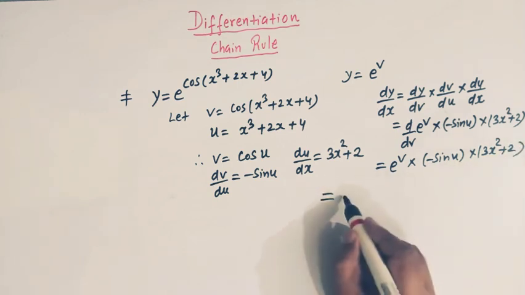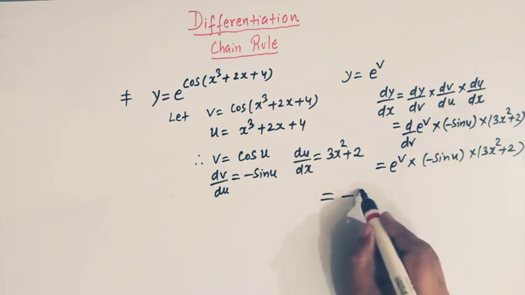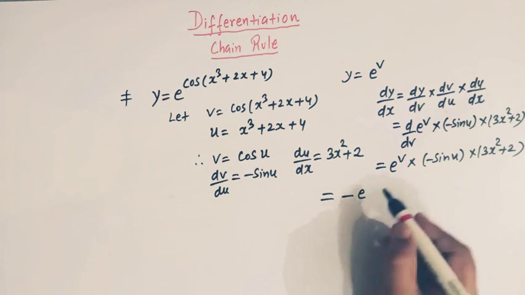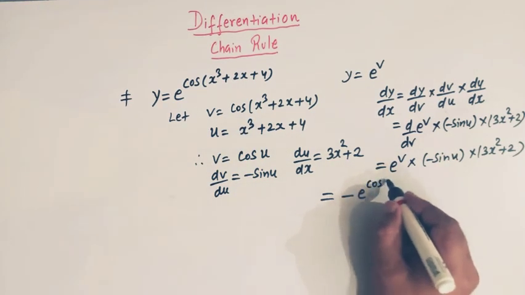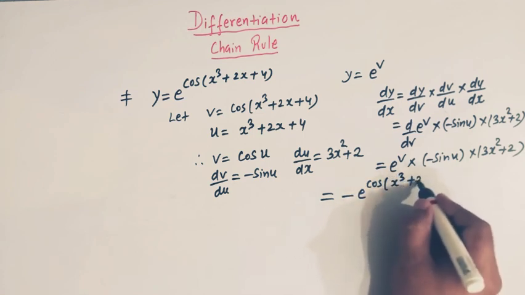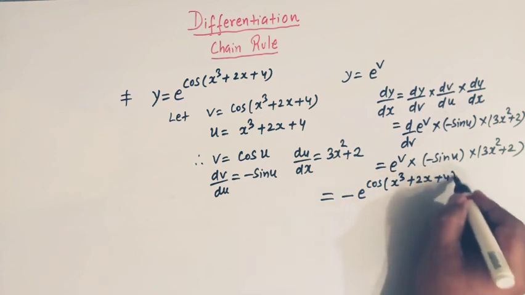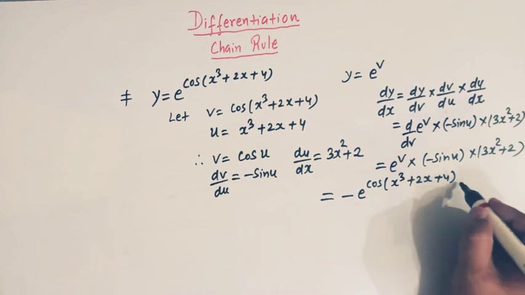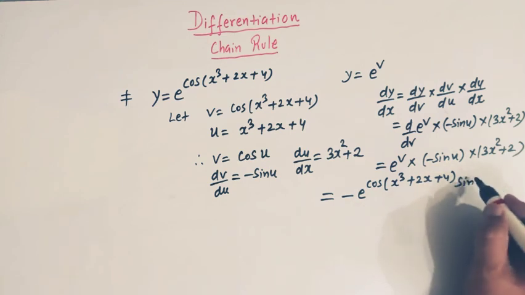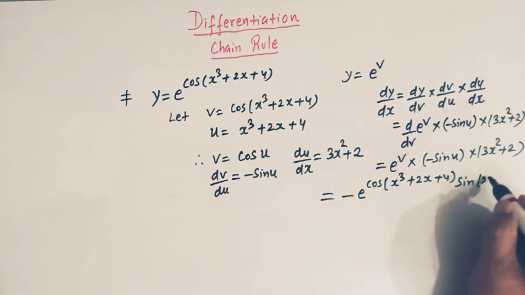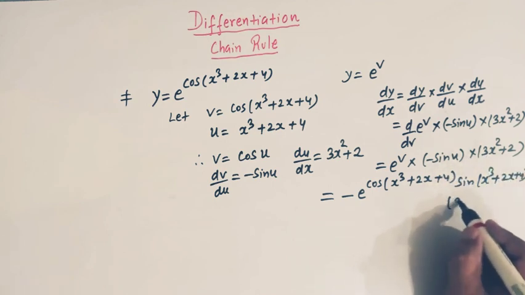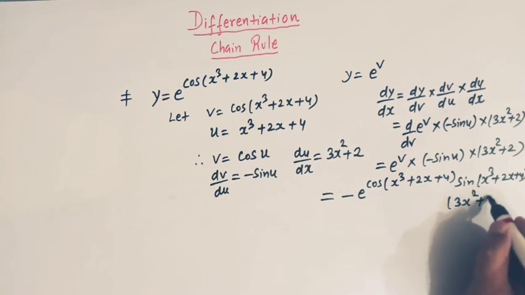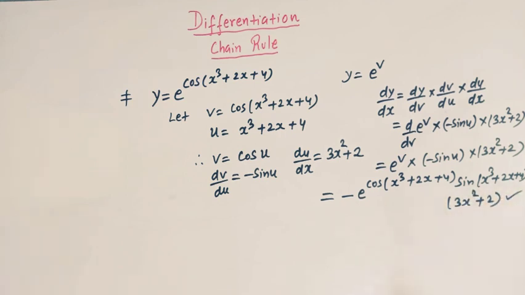Now this is minus e raised to v, and v is cos of (x cube plus 2x plus 4), and sine u is sine of (x cube plus 2x plus 4), and then we have 3x square plus 2. So this is the required derivative.